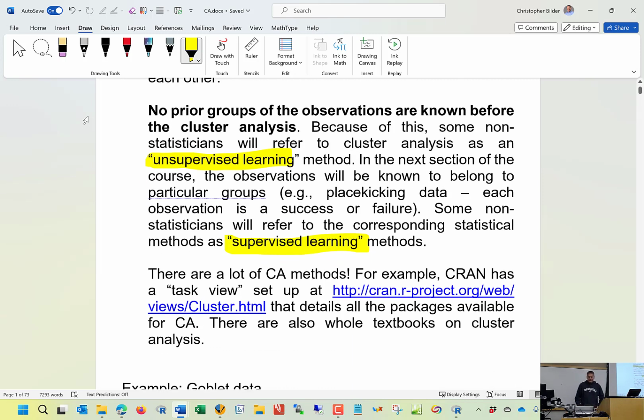So unsupervised learning and supervised learning are within a grand term that computer scientists have used that has really caught on, called machine learning. We just call it statistics.